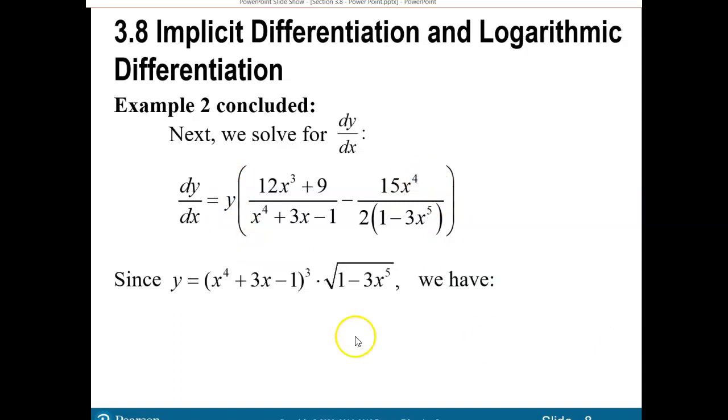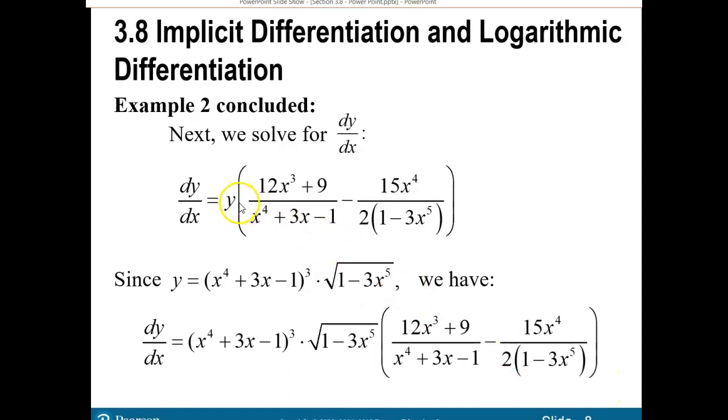But remember, we knew what y was from the very beginning. This was what we were given as y, right? Y was equal to this function. So you could just replace this y with what the original function was. So the original function, which is the y part, and then times what we got within that logarithmic differentiation. And then that's the answer.